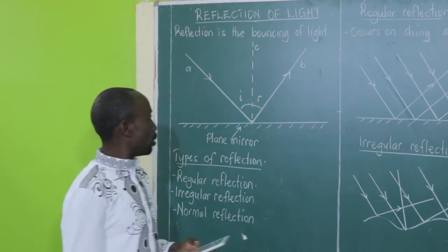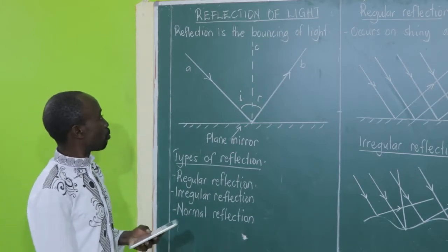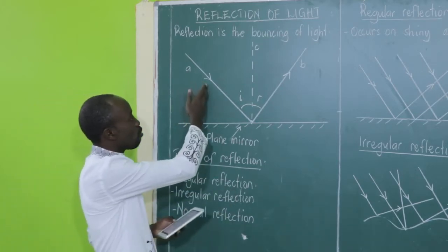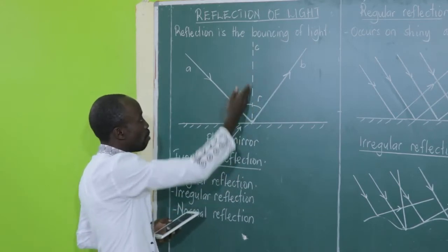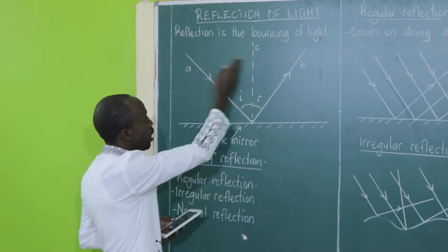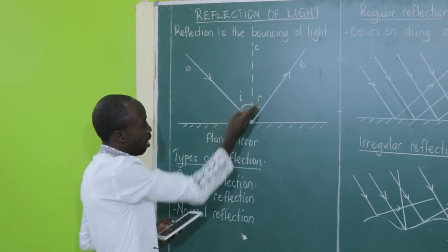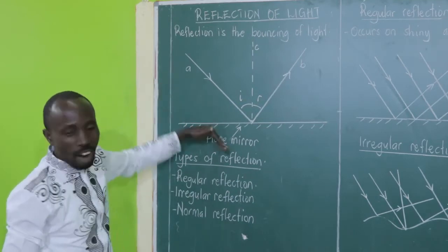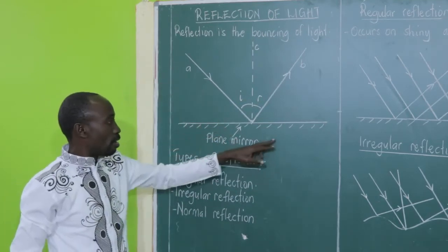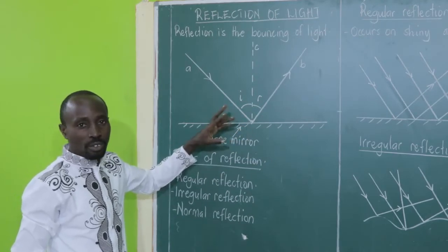Okay? Alright. I have a diagram here I have to explain. It has two rays, this and this, and we have the one in the middle. So this is A, we have C, we have B. We have angles I and R. So let's start with this ray, the ray which is striking the plane mirror. This is our plane mirror here. It can also be a reflecting surface, okay?